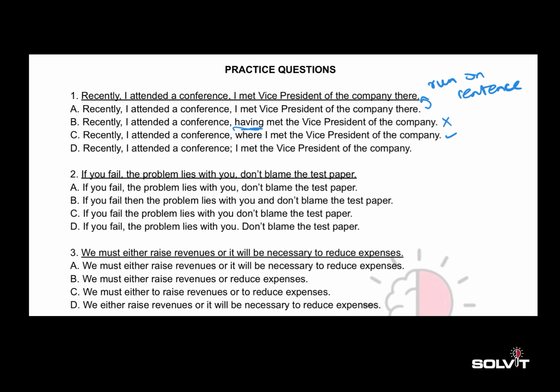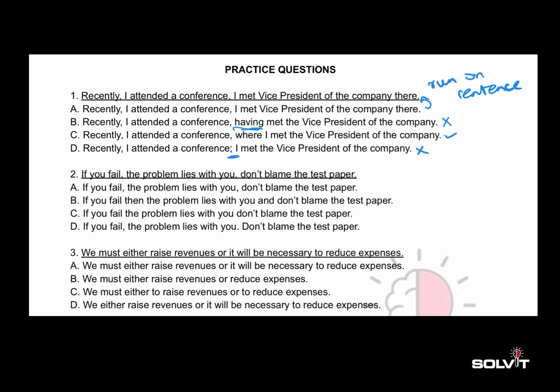Now, even though option D sounds correct, it looks correct because of the semicolon over here, right? So what they've done with the semicolon is that they have separated the two sentences and they have used a semicolon between them, okay, because they're closely related. But this is incorrect, and I'll tell you why.